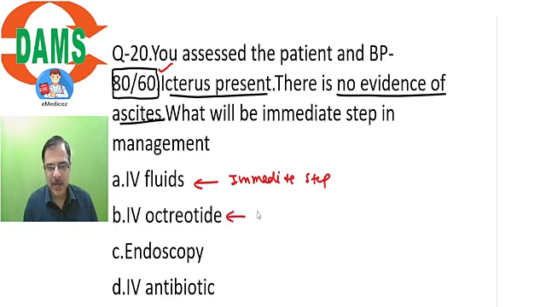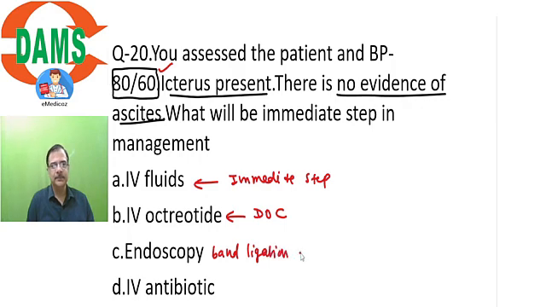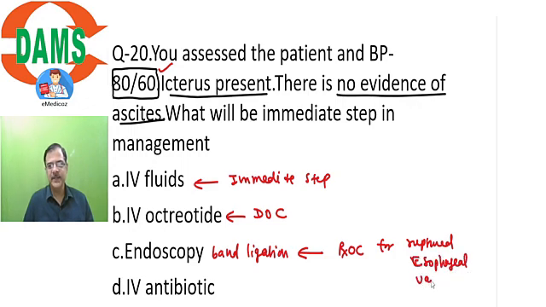IV octreotide will be the drug of choice, while endoscopic band ligation should be the treatment of choice for ruptured esophageal varices. Read the question very carefully and see what is being asked. The immediate step will be IV fluids. The drug of choice will be IV octreotide, because it is esophageal varices which must have ruptured in our patient, and endoscopic band ligation is the treatment of choice.